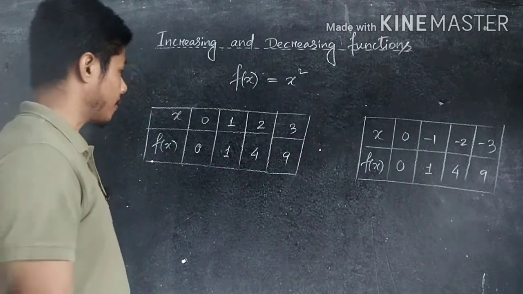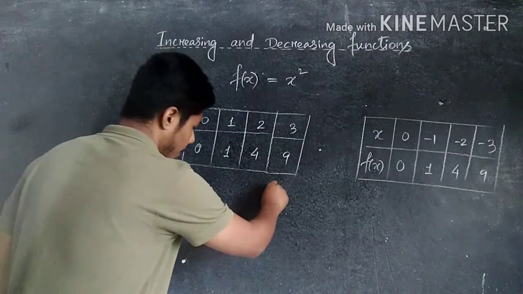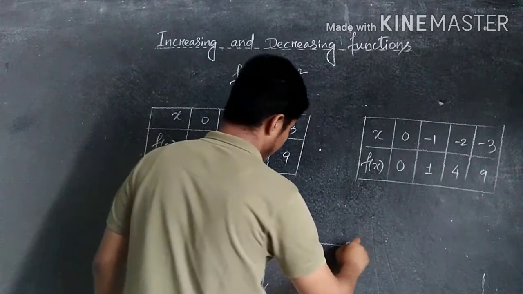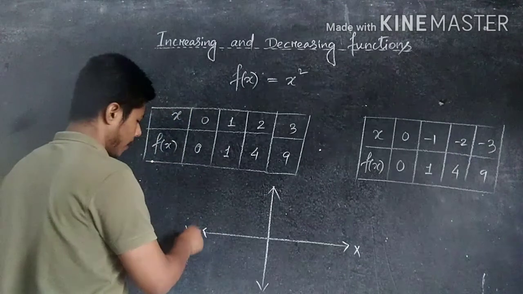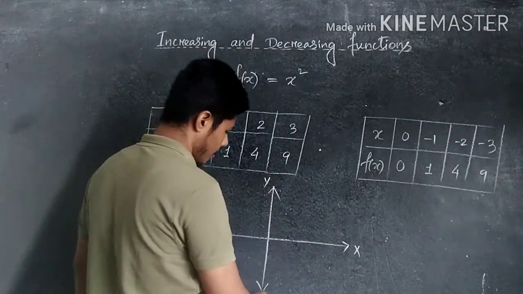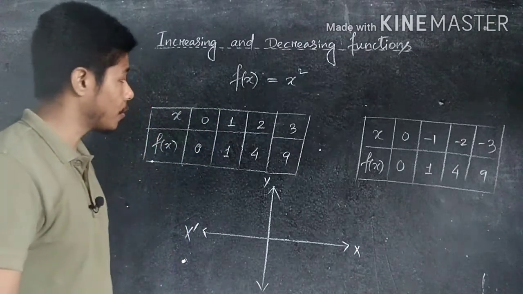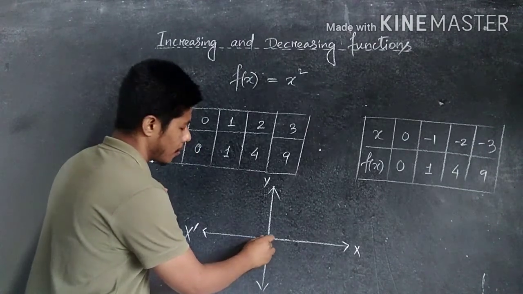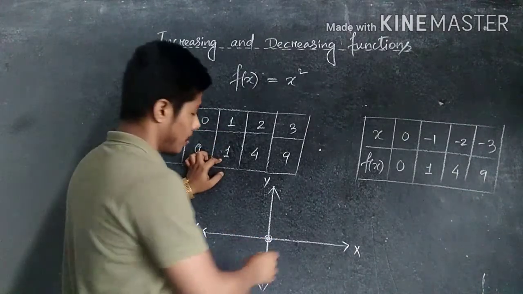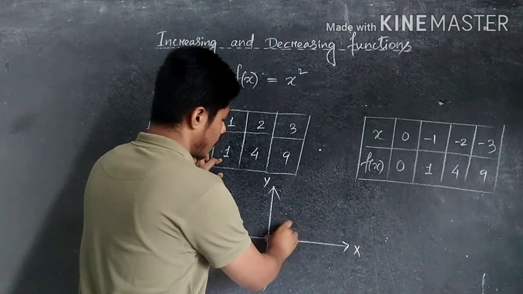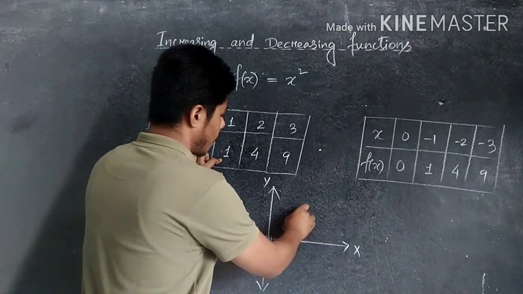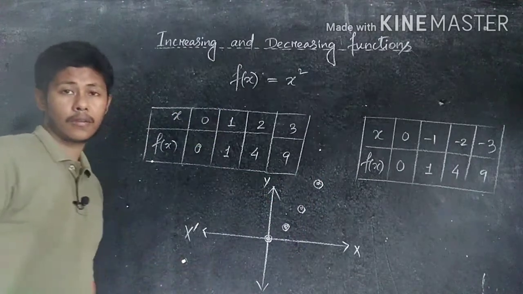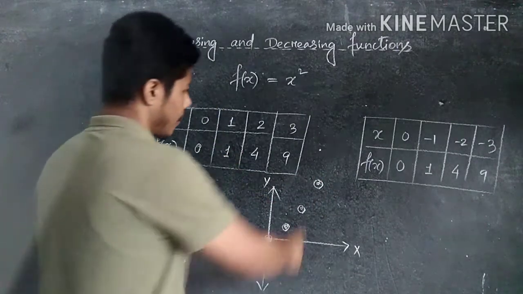If you draw the graph on the xy plane, suppose this is x dash, here it is y, and this one is y dash. For this, you see 0, 0, that means the origin, this point. Second is 1, 1, then 2, 4, suppose here 4, then 3, 9, suppose here 9. I have just roughly drawn this.